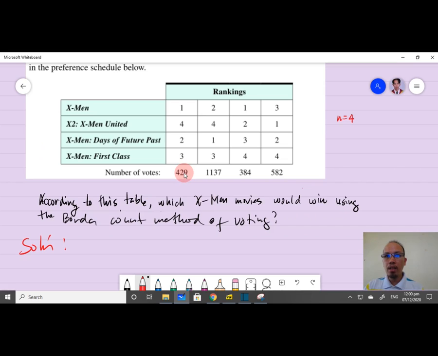voters. For them, 429 voters, as you can see here, this X-Men will be given 4 points. X-Men: Days of Future Past will be given 3 points. This is the third choice. X-Men: First Class will be given 2 points. And finally, this is the last rank. We have X2, X-Men United, will be given 1 point. So that's how you are going to give the points using the Borda count.